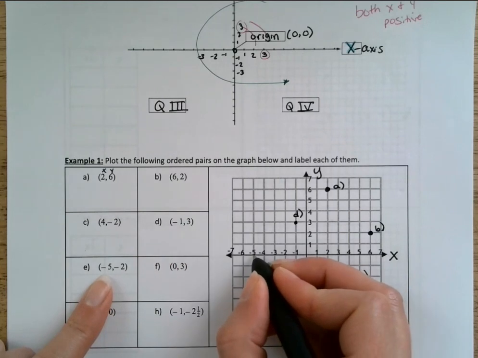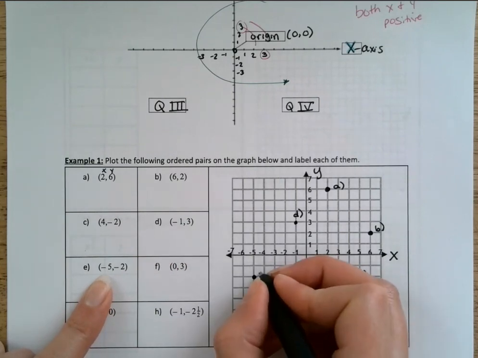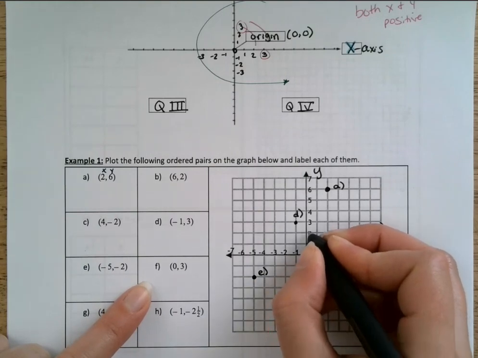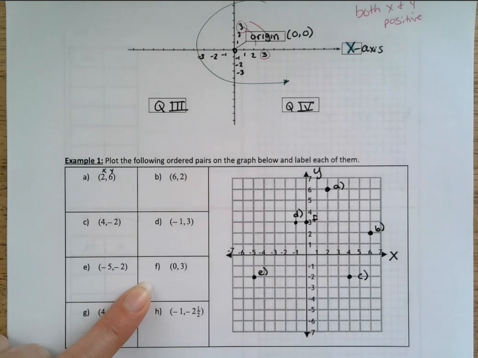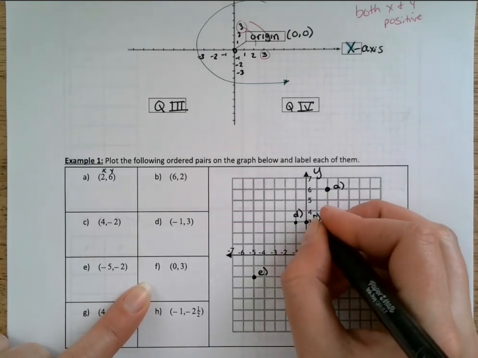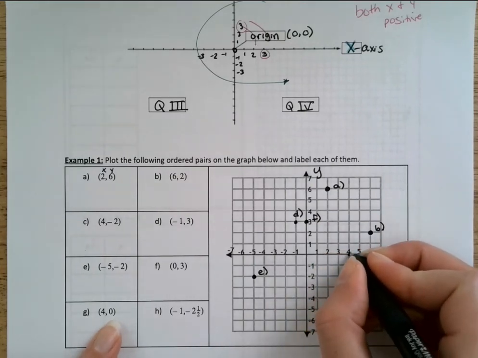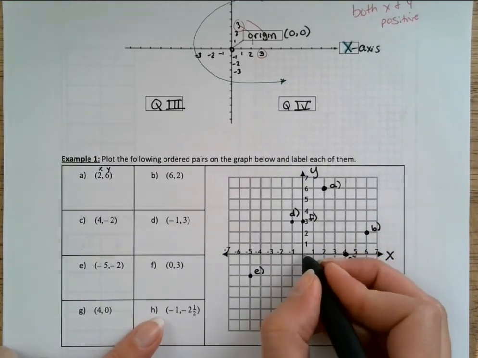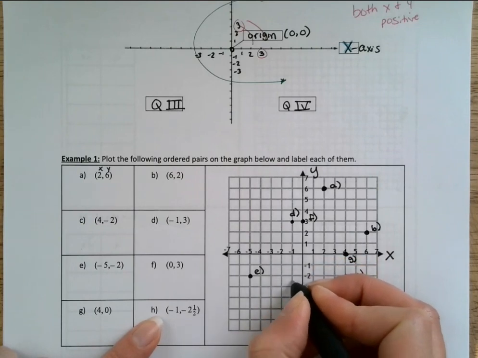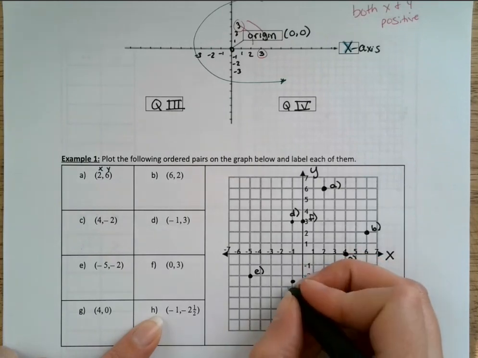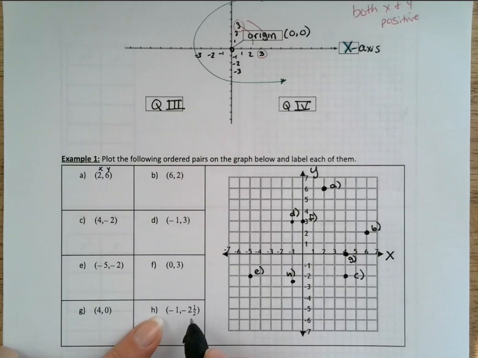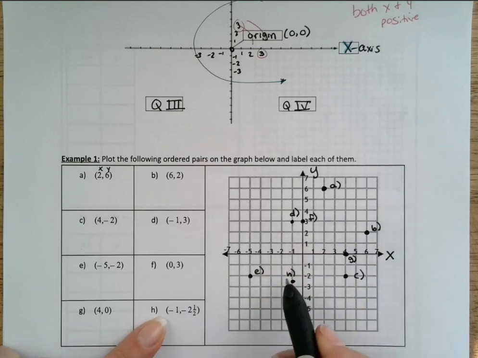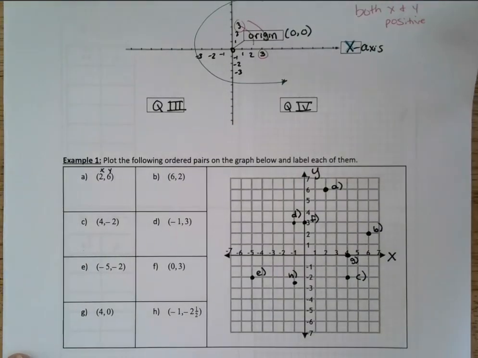E, -5, -2. That's back and down. Both coordinates negative. F is 0, 3. So the x coordinate is 0. It stays in the center and just goes up 3. So F is going to be right next to D. G, 4, 0. You go over 4, then you don't go up or down any, so you stay right there on the x-axis. And then -1, -2.5. So -1 on x, -2.5 on y. That's H. The last one just illustrates that these don't need to be integer values. Of course, it's a lot easier to graph them if they are, because then you can find corners of boxes to plot your points. If it's not integer, you have to approximate where the dots should be.